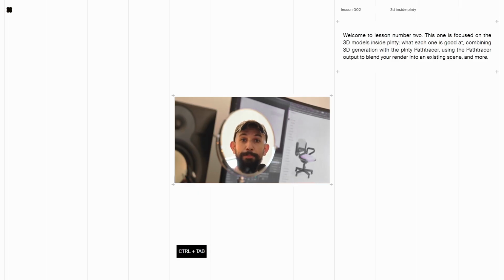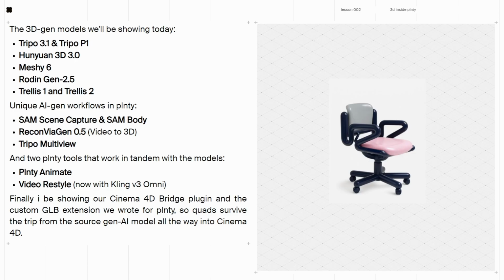This one is about 3D models generation. We're going to be generating all sorts of 3D models on the canvas and see how they're integrating with the Plnty tools. Let's start. We're basically going to start with seeing the differences between the different types of 3D generators, such as Tripo, Hanyuan, Meshi, and so on. Then we're going to see some unique GenAI workflows that generate 3D objects on the canvas, and eventually we'll show the integration between tools you might know and the Plnty canvas and the different integrations for the Plnty tools.